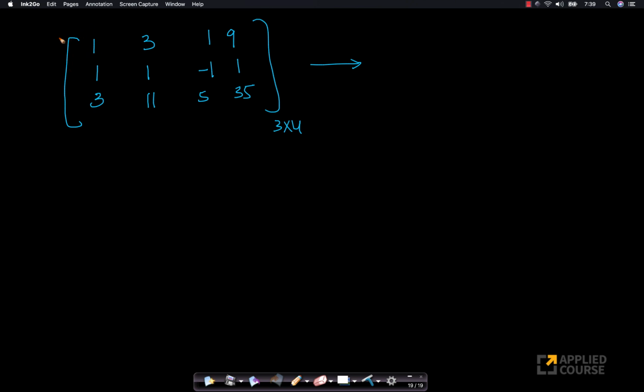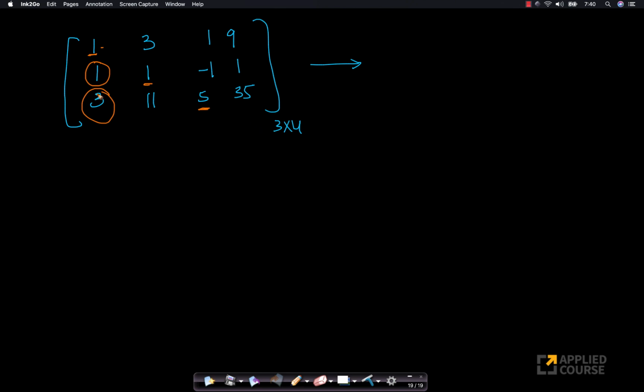I'll start with the first column. What I'll try to do here is, except for the first row, make this equal to 0, and I'll also try to make this equal to 0. Look at this, this is the triangular part. This and everything above it is the upper triangular part.